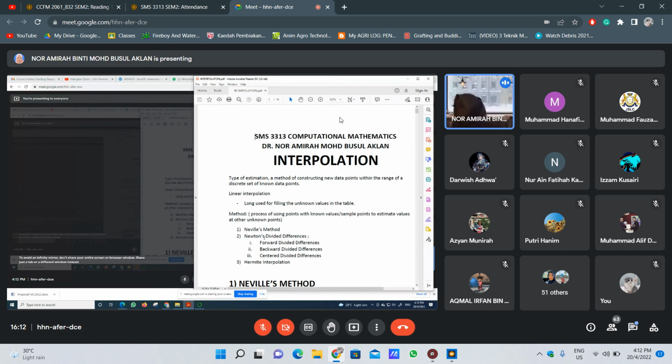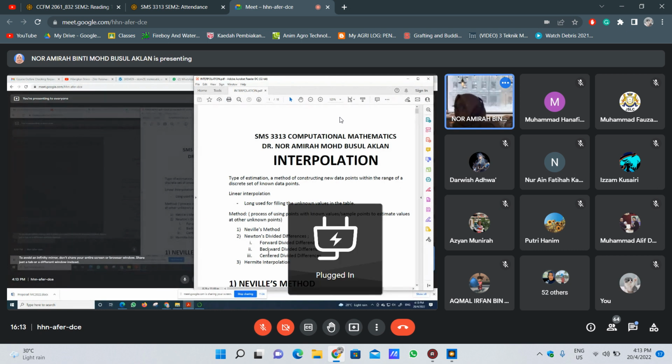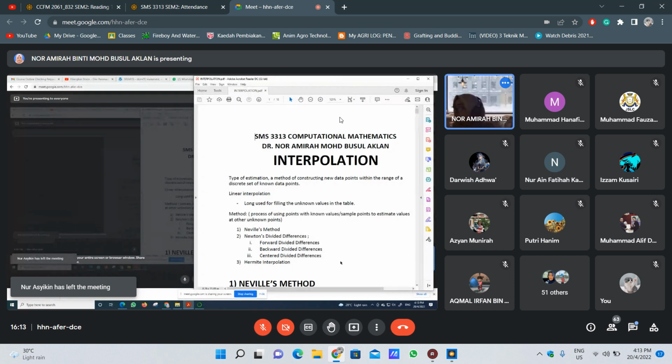Okay, so for interpolation, kalau sebelum ni root finding methods, you ada 8 methods kan you have to learn. Betul ke 8? Ke 10? 8 kan? Okay, so for interpolation, you have 3 methods. But for the second method, Newton's divided differences ni ada 3 methods pula. So meaning that 1, 2, 3, 4, 5 methods you kena belajar for the interpolation. Okay, you have forward, backward and centered divided differences. So therefore you have about 5 methods to learn in interpolation.